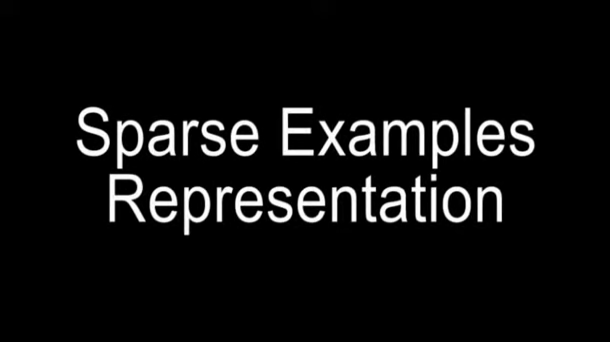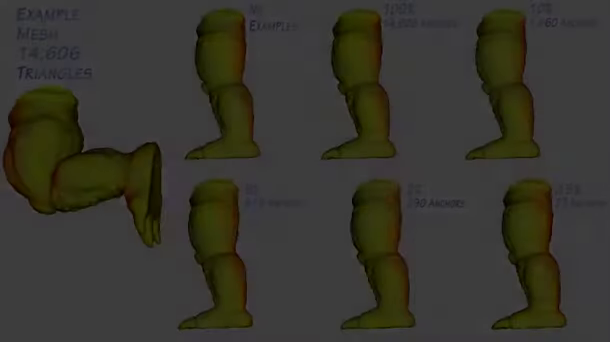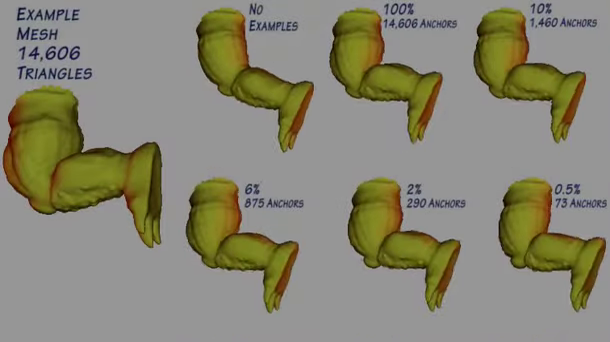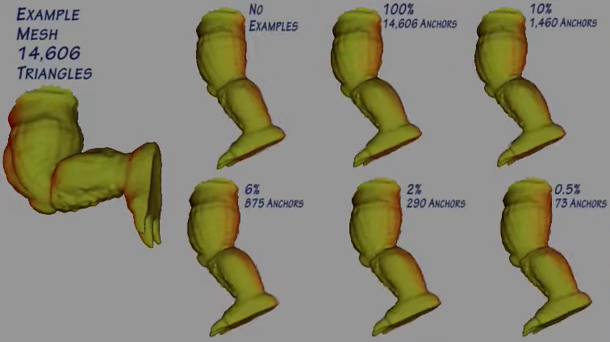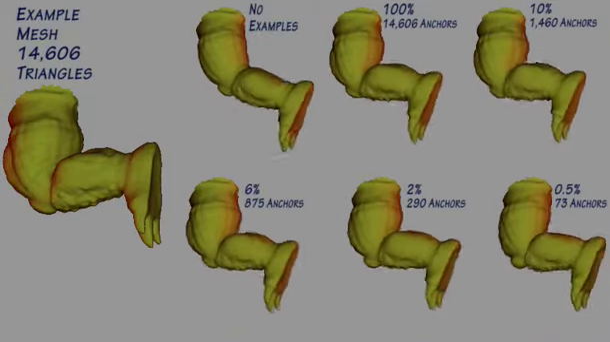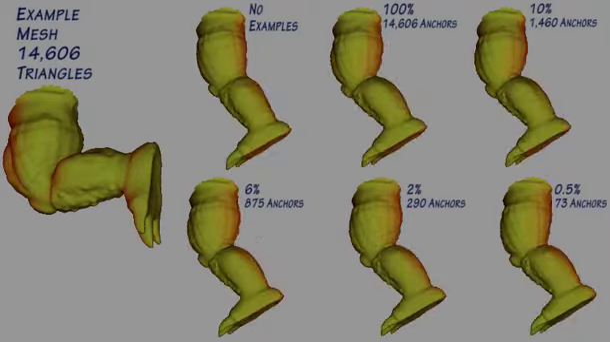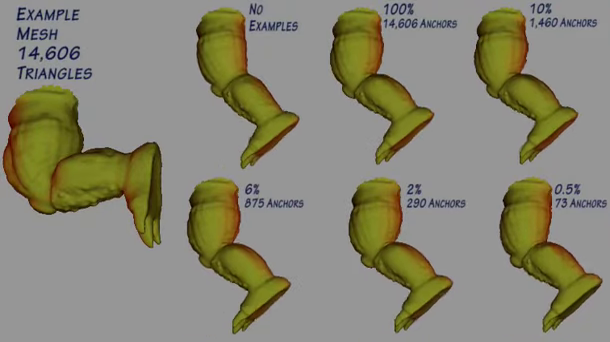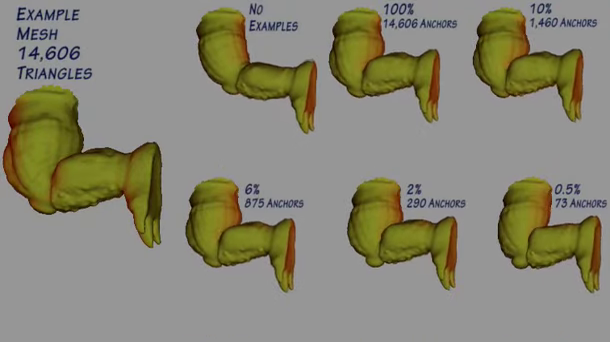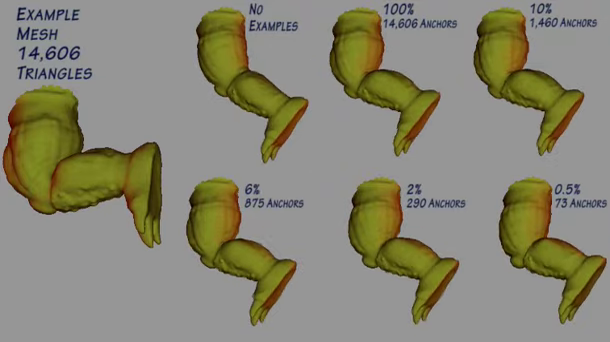The example meshes which supply the context can occupy a large amount of memory. This can be a serious problem for many applications. We represent our examples in a compact manner using a small subset of the mesh triangles, so-called anchors. This is possible due to the smooth nature of the deformation in the example. Even when a very small amount of anchors are used, the fine geometric details of the mesh are preserved.